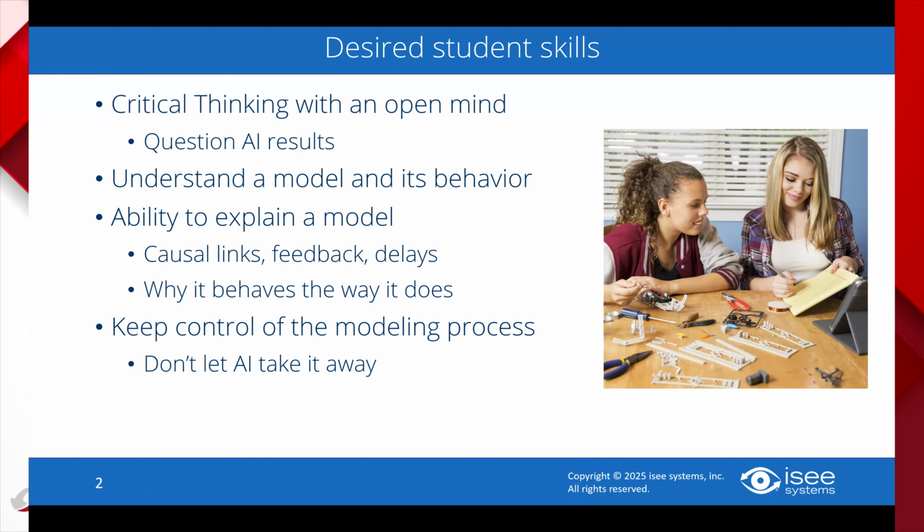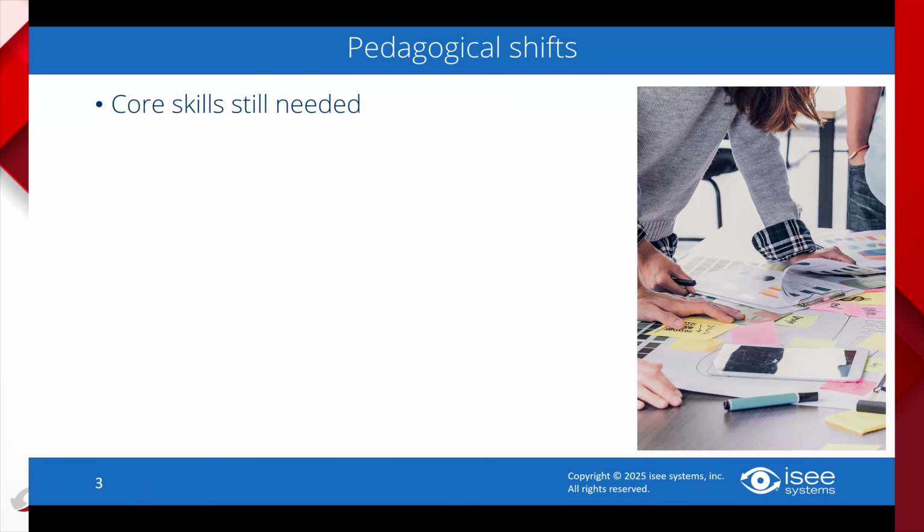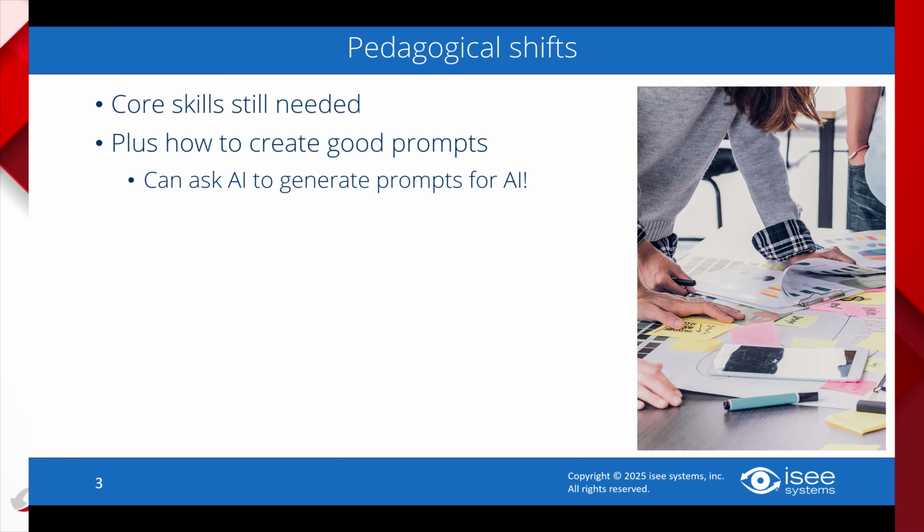If you want to do anything, you want to do it in small steps with the AI, or you're going to get in trouble. As Diana pointed out, students still need their core skills. If they don't have the core skills, they cannot evaluate what the AI is giving them. And we also need to teach them to create good prompts or ask the AI to give them good prompts.